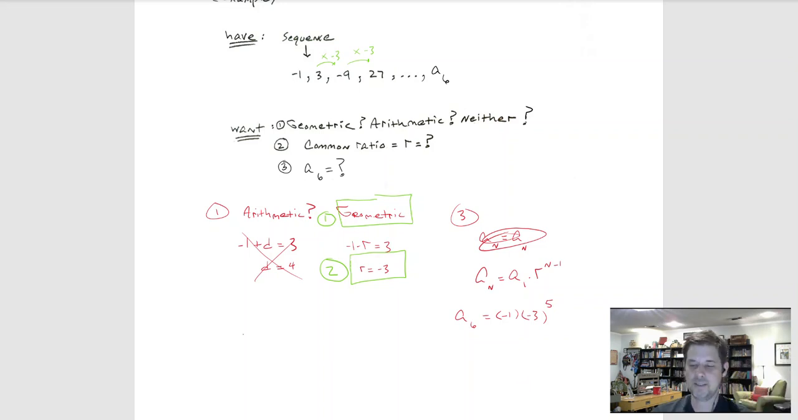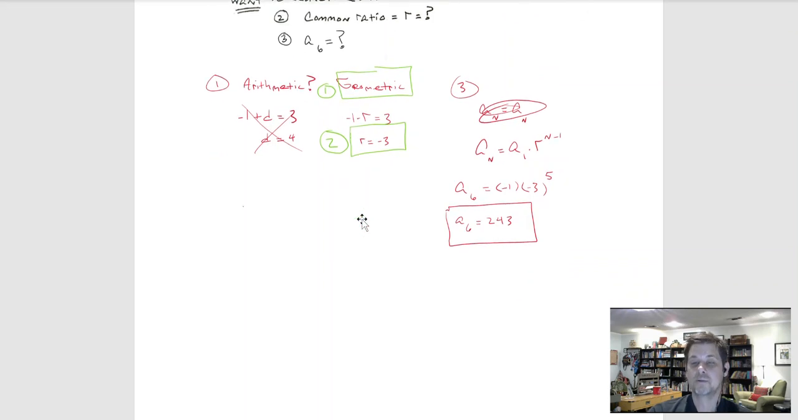All right, let's see what that is. Negative 1 times, I forgot it was negative 3 to the fifth power. That's what I don't remember. So it's 243, okay? All right, A_6 is equal to positive 243. All right, there's all my answers. This sequence turns out it was geometric. r is negative 3, and I calculated the sixth term directly with one of my formulas. It's on my formula page, 243.